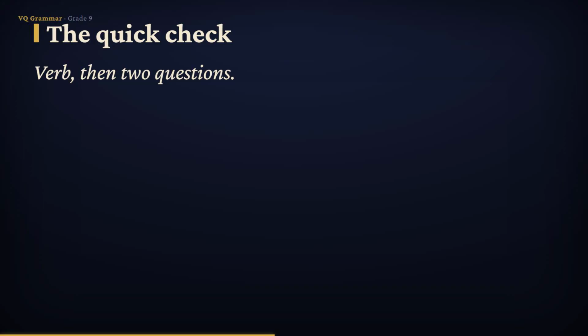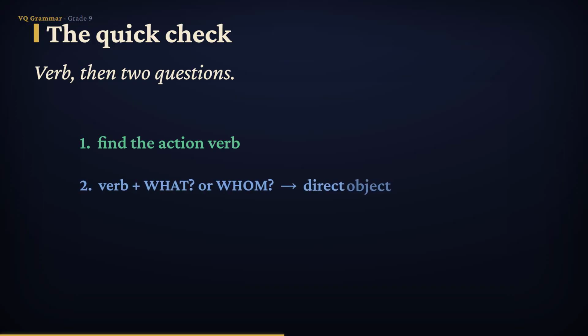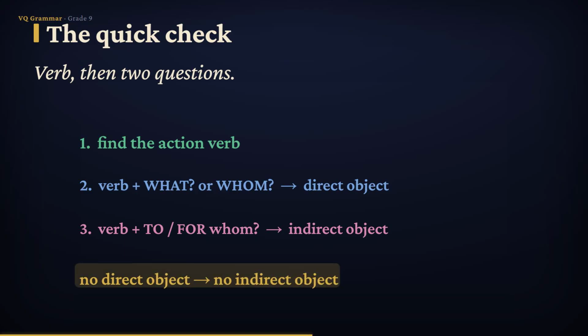Let's boil it down to a quick check. Step 1, find the action verb. Step 2, say the verb and ask what or whom. The answer is your direct object. Step 3, ask to whom or for whom. And if a word sits in front of that direct object, it's your indirect object. And keep the guardrail in mind. No direct object means no indirect object. Answer those, and complements will never trip you up.